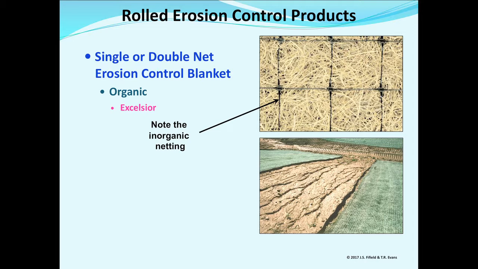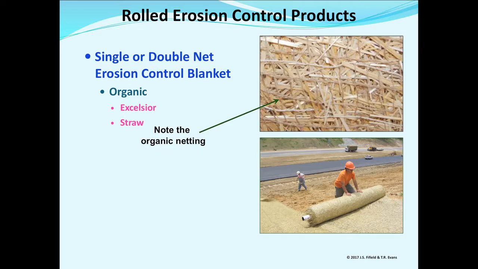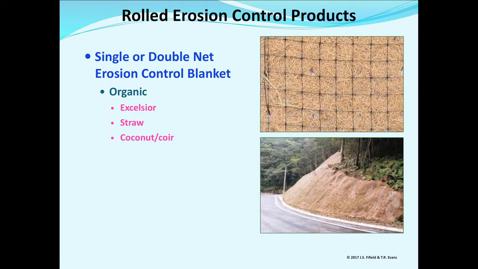Note that in this case, we are just showing an example that it has an inorganic netting. So the Excelsior will biodegrade. The netting will remain for a much longer period. So something to be aware of. The straw, they have just straight straw blankets. This one, in this case, has an organic netting that we're just illustrating there. That means the whole blanket will degrade over time, and it's 100% vegetation that is going to have to become established. Coconut or coir, a little bit more robust than straw in my opinion. Straw breaks down very quickly compared to coconut.